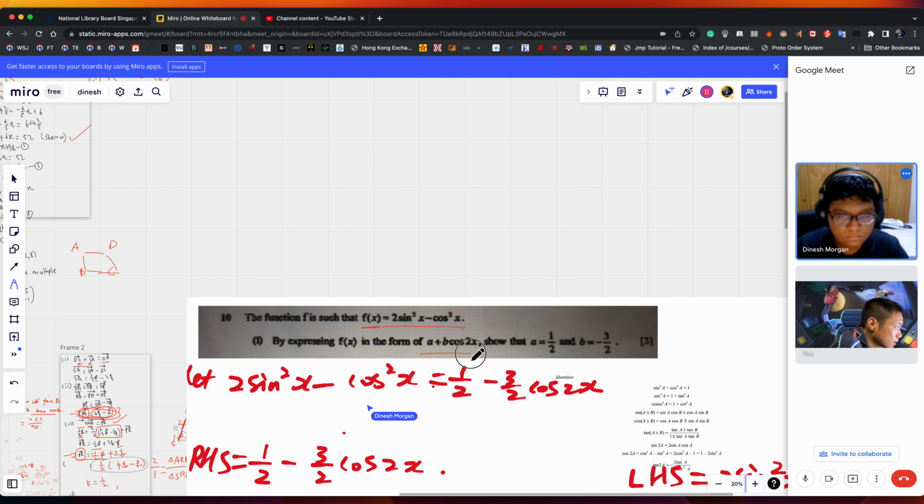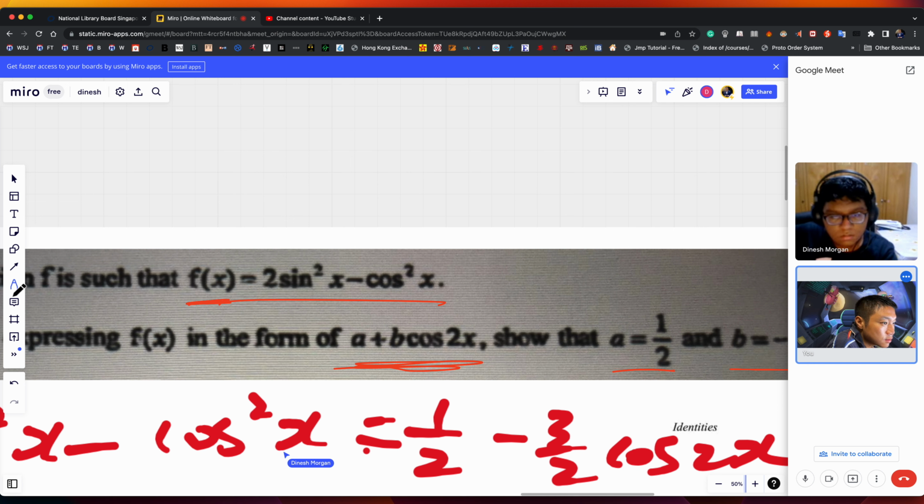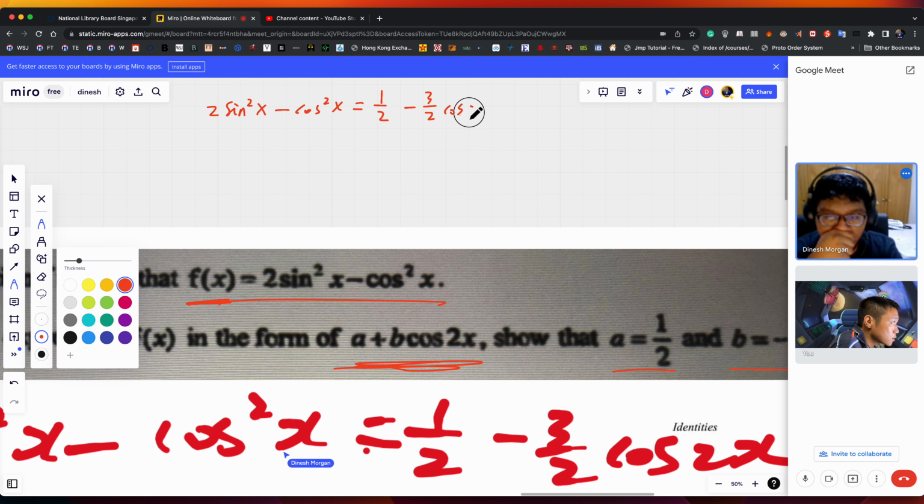into this format, and you need to show that a equals half, b equals minus 3 over 2. So in a way, this question asks you to show what? Show that 2 sine square x minus cosine square x is equal to, you can just write the a into it, half minus 3 over 2 cosine 2x.